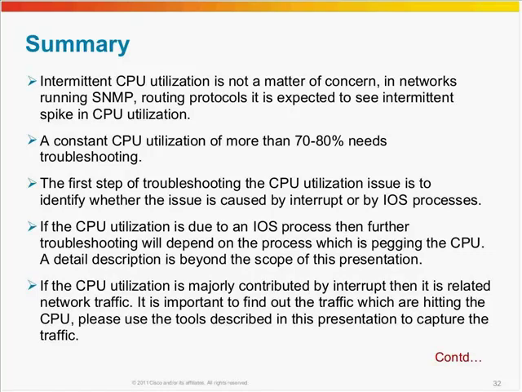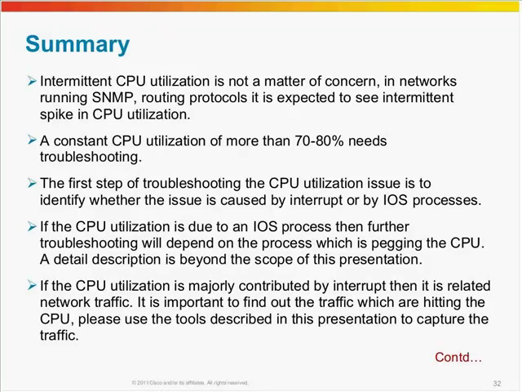The first thing we need to identify is whether it's a CPU utilization issue because of process switching or interrupt switching. In case it's a process which is actually spiking the CPU, then we need to troubleshoot why that process is involved. For an example, let's say that you see that the EIGRP process is pegging the CPU. Then the troubleshooting would be probably to find out whether the routing table is properly converged because of EIGRP or not, or whether there are some neighbors which are stuck in active or not.